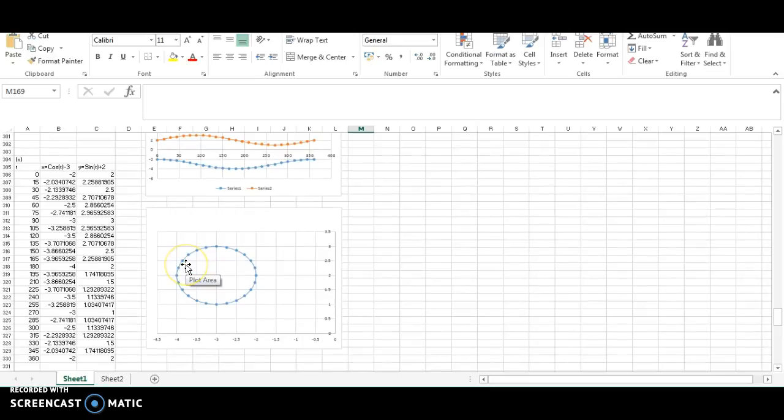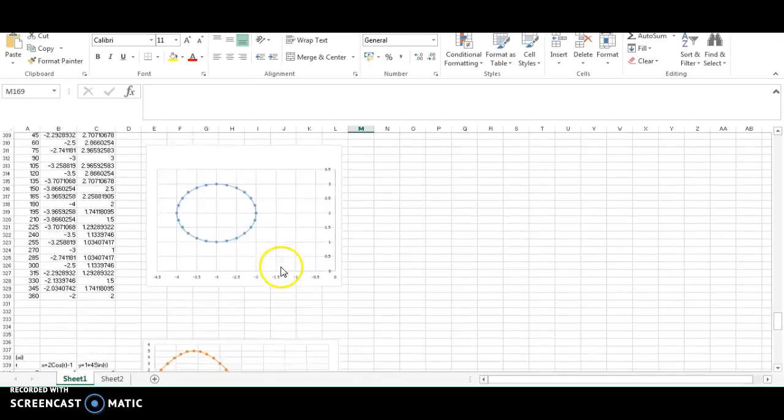And then in this one we have the first circle that's not going to be on 0 and 0, or the center point won't be on 0 and 0, it's on minus 3 and 2, because over here we have x is equal to cosine of t minus 3 and y is equal to sine of t plus 2.